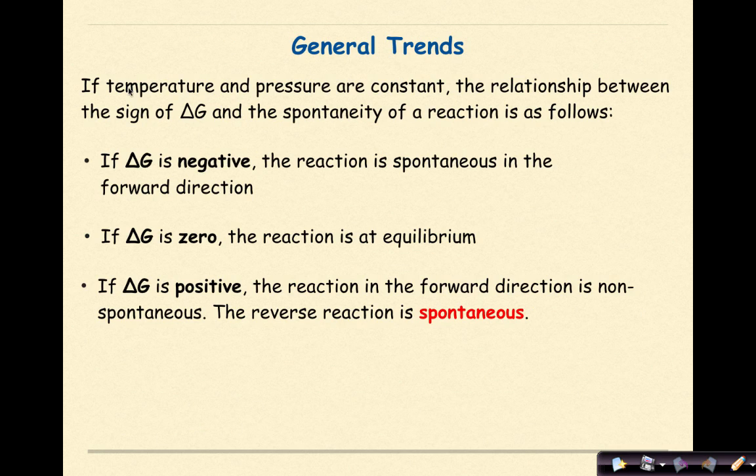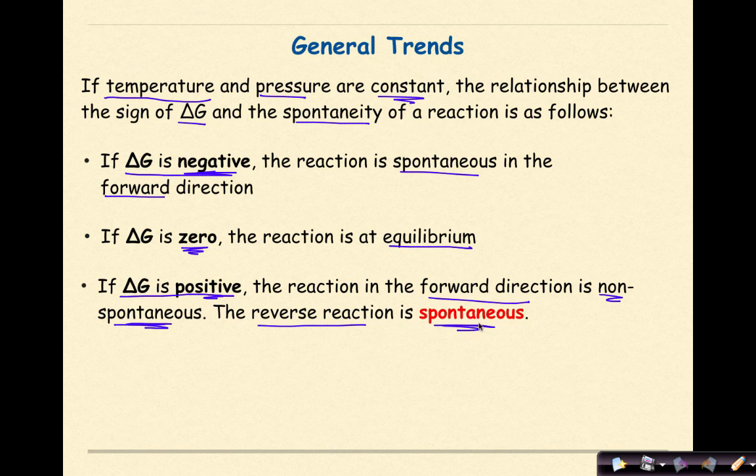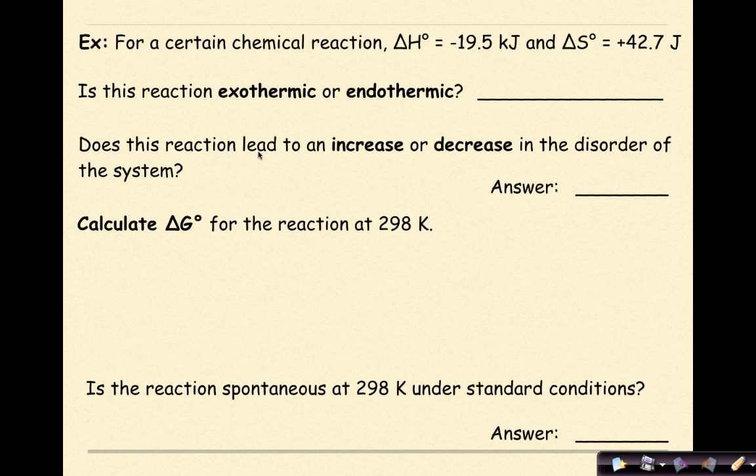General trends. If temperature and pressure are constant, the relationship between the sign of delta G and the spontaneity of a reaction is as follows. If delta G is negative, the reaction is spontaneous in the forward direction. If delta G is 0 for some reason, the reaction is at equilibrium. If delta G is positive, the reaction in the forward direction is non-spontaneous, but the reverse reaction is spontaneous, something to keep in mind. Let's look at an example.